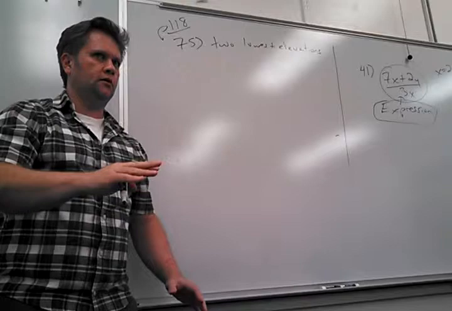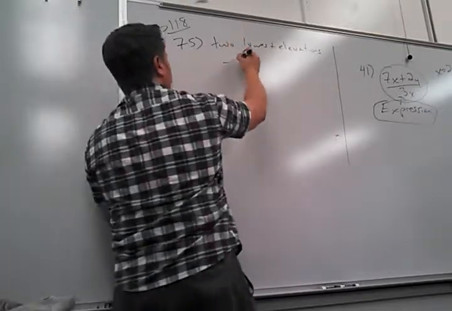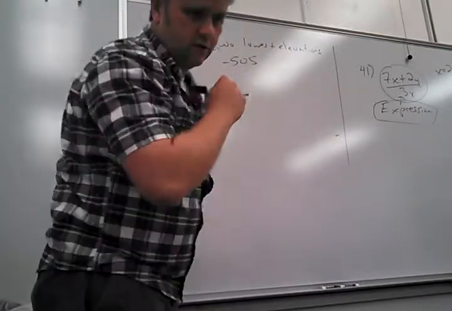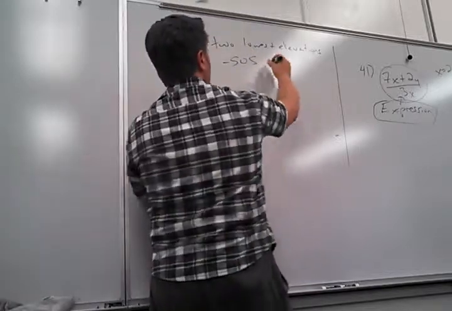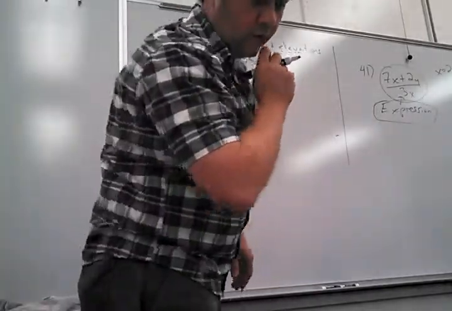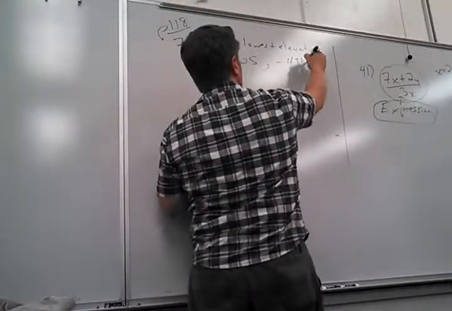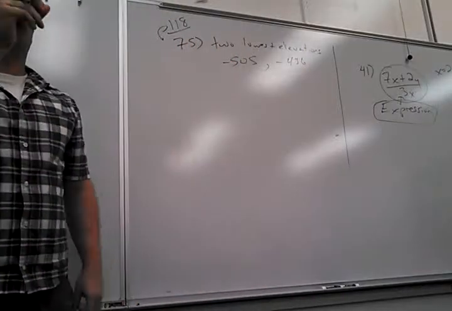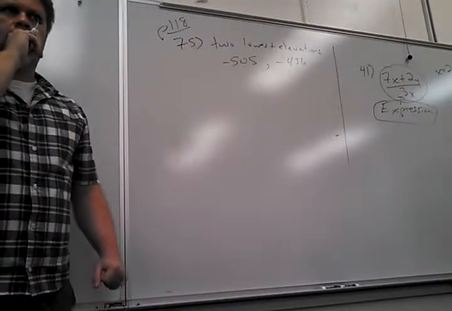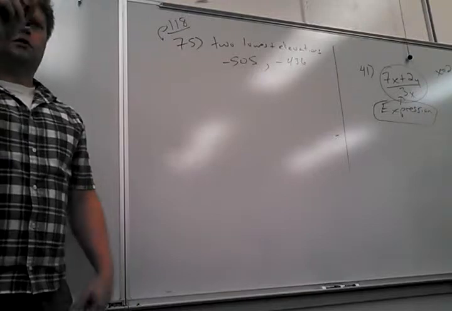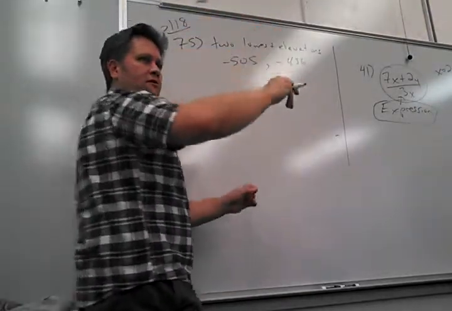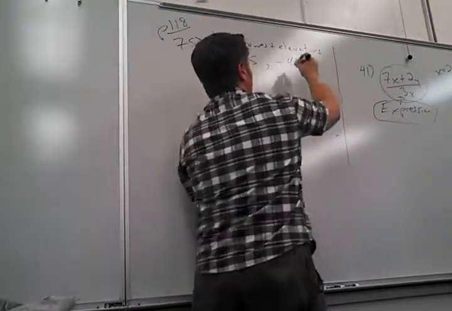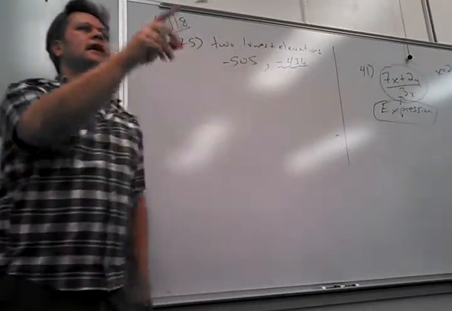You guys with me? So the two lowest are -505 and -436. I like it. So those are the two lowest elevations. Which number is bigger? -436. Which number is bigger, -505 or -436? You were right, this number is bigger. Why is that number bigger?